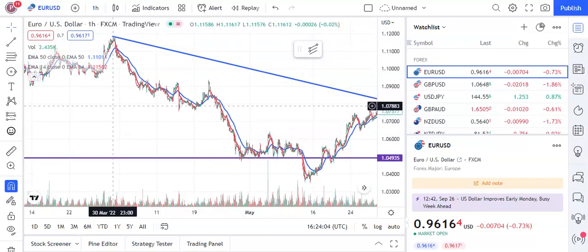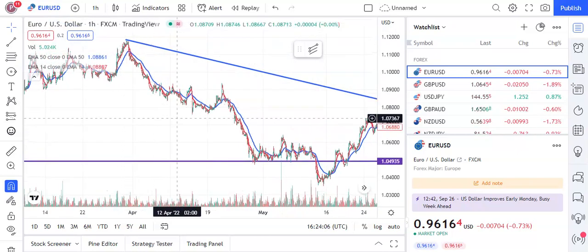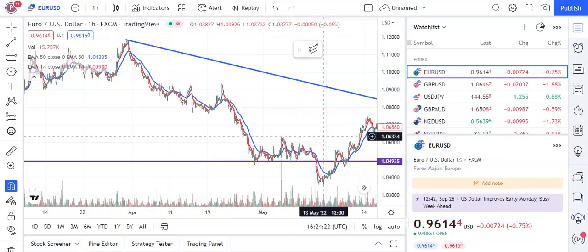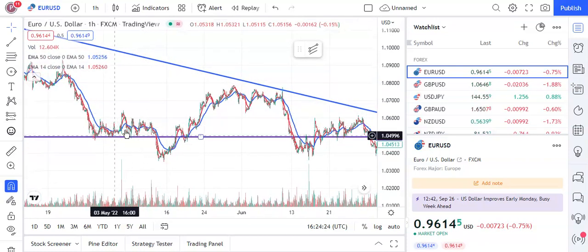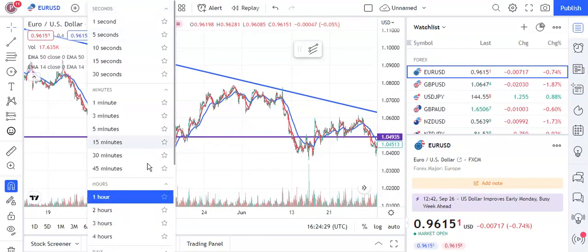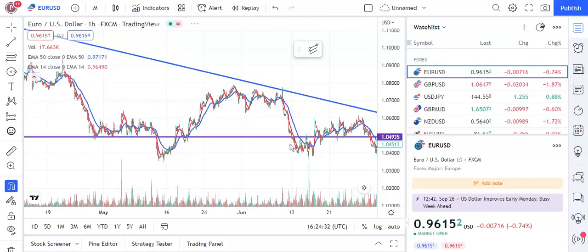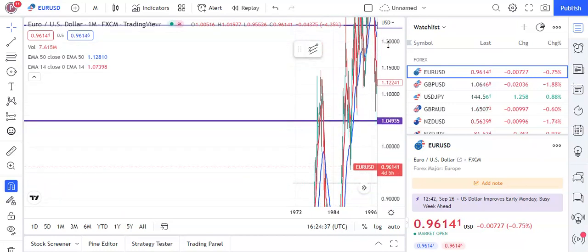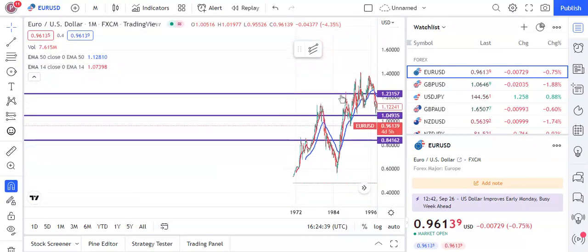Remember, follow the trend, identify the trend, and trade in the direction of the trend. Don't trade against the trend, except you're a professional who understands how to trade this. So, for a recap, let's go back to the monthly time frame. Squeeze it down, you will see what I'm talking about.